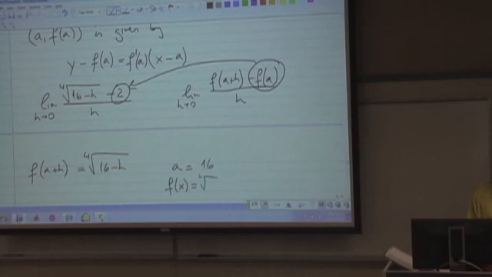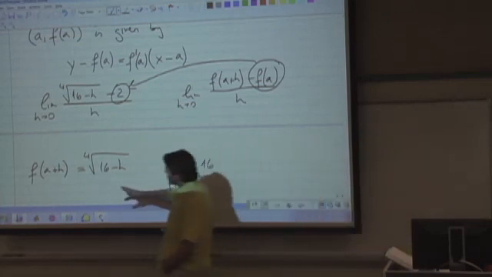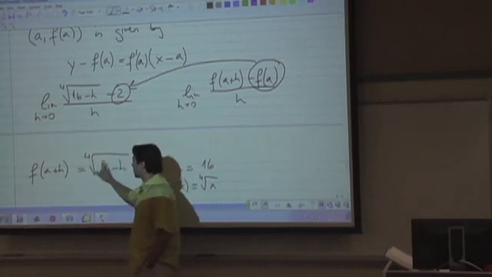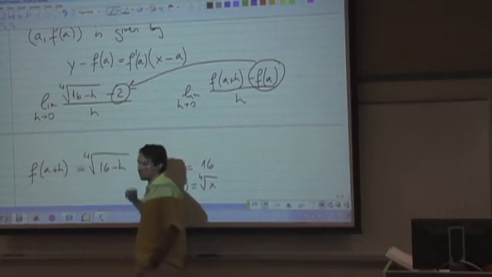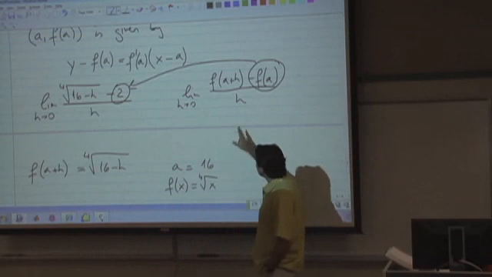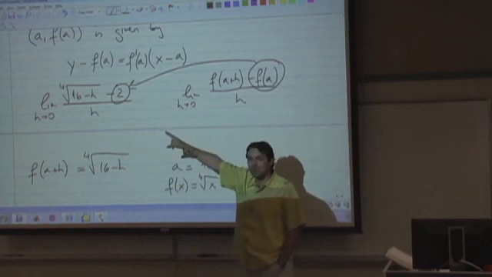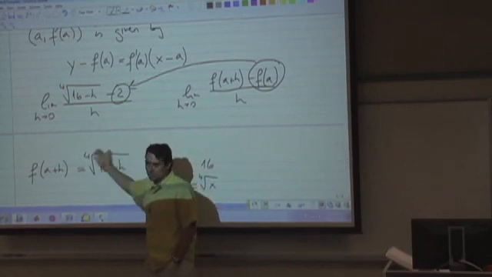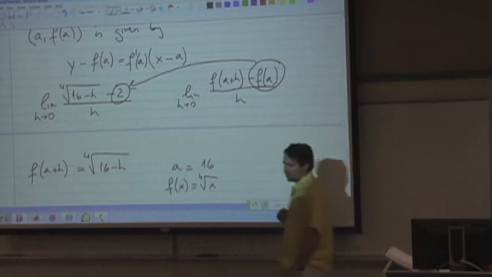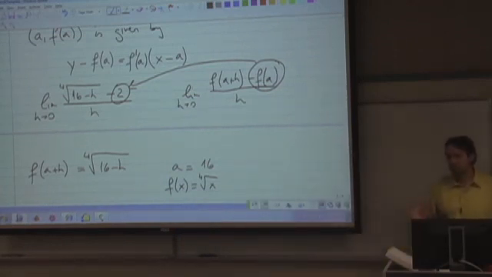So a is 16 and f is the fourth root of x. Does that make sense? If you look here, you see that f of a plus h is the fourth root of that stuff. So that in itself should be an indication that f has to be the fourth root of something, right? Now when you look at f of a, that's just 2. Well, the fourth root of 16 happens to be 2. So it only makes sense that it's in this fashion. Do you understand?